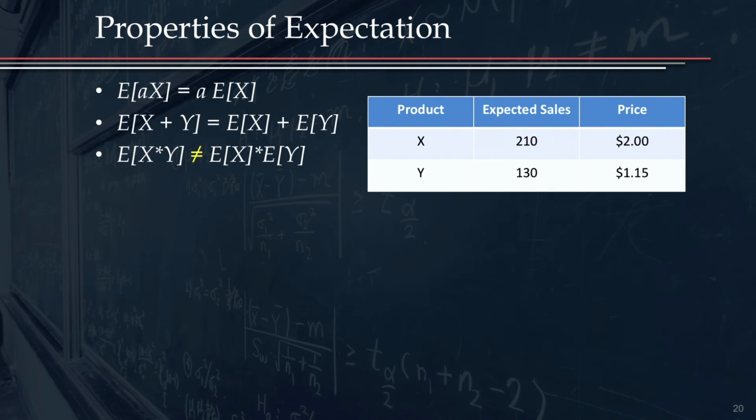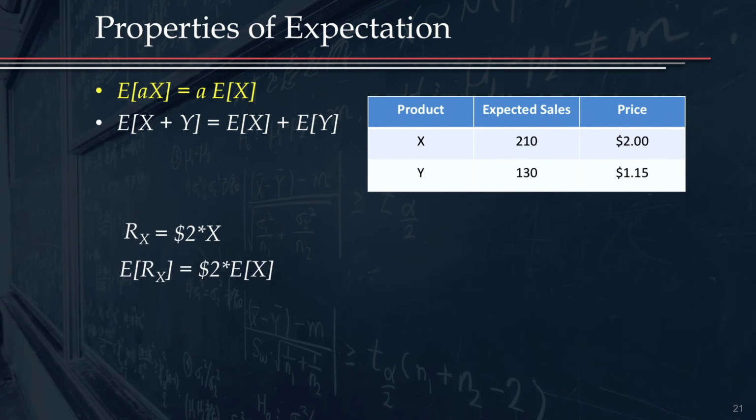So to get started, let's begin by calculating the expected revenue for product X. And we'll use the first formula in yellow here. Define the random variable R sub X to be the revenue for product X on a given day. This is equal to $2 times the quantity of sales for X. And the expectation of R sub X is $2 times the expectation of X, which is equal to 420. This is $2 times 210, which is expected sales.